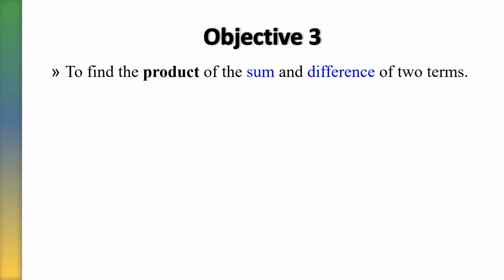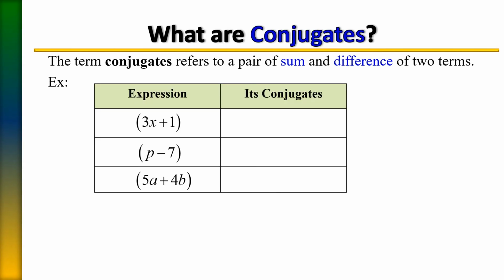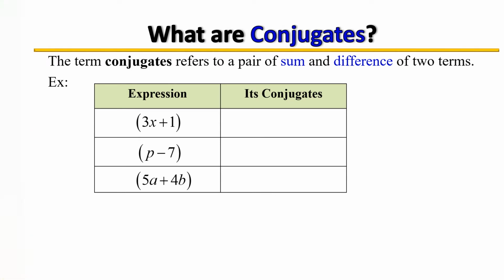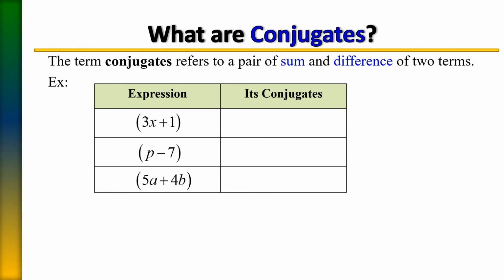The objective of this lesson is to find the product of the sum and difference of two terms. The term conjugate refers to a pair of sum and difference of two terms. For example, in the expression 3x plus 1, its conjugate would be the same terms of 3x and 1. The only difference would be their signs. So the conjugate of that would be 3x minus 1.